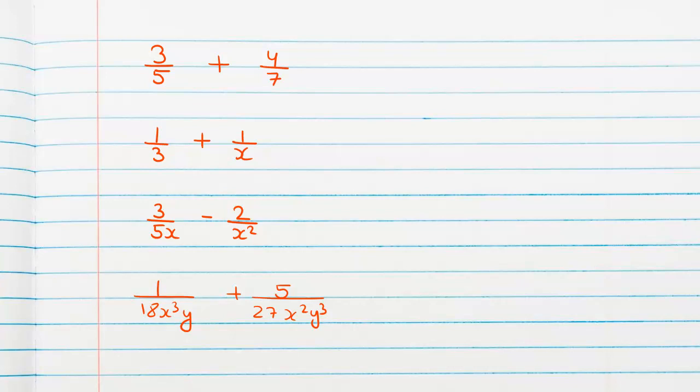In this video, we will find the least common denominator. Let's say we have these two examples over here, 3 over 5 plus 4 over 7. If we need to find a common denominator, we simply multiply 5 and 7. So we get 35 as the denominator.